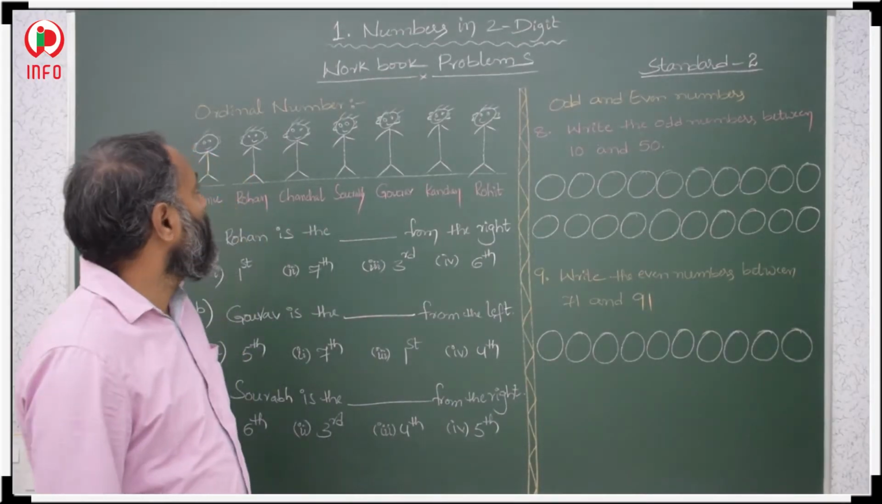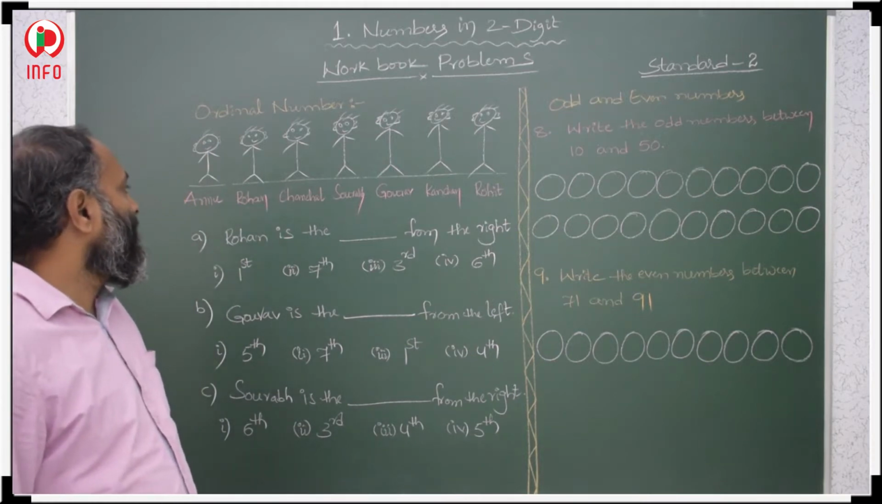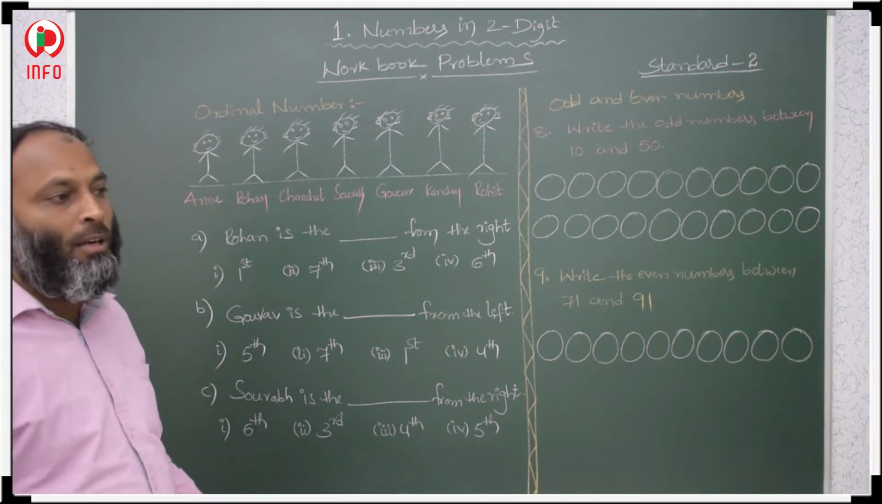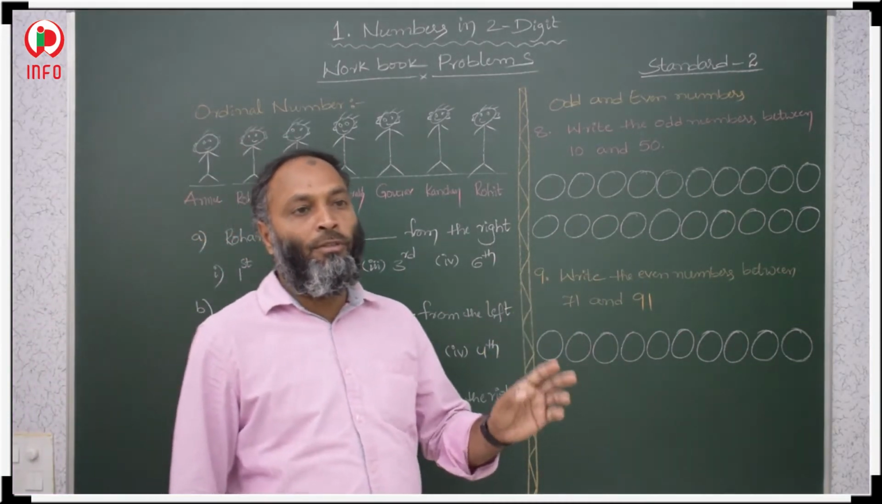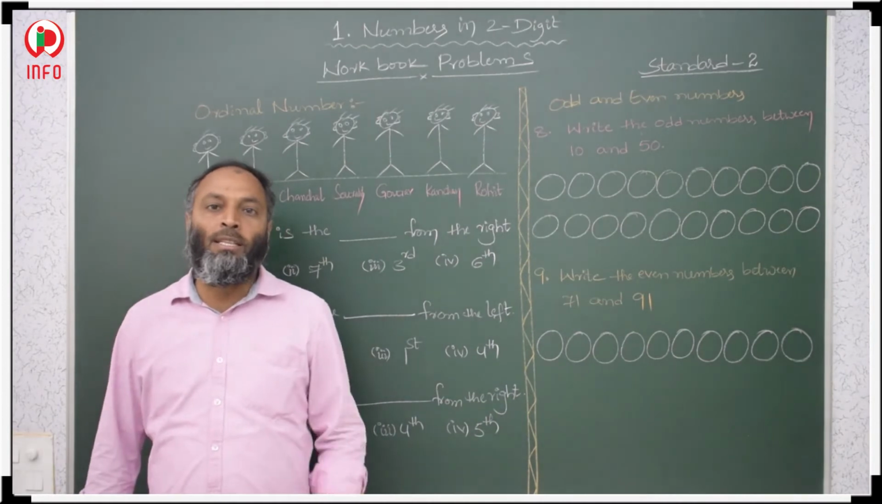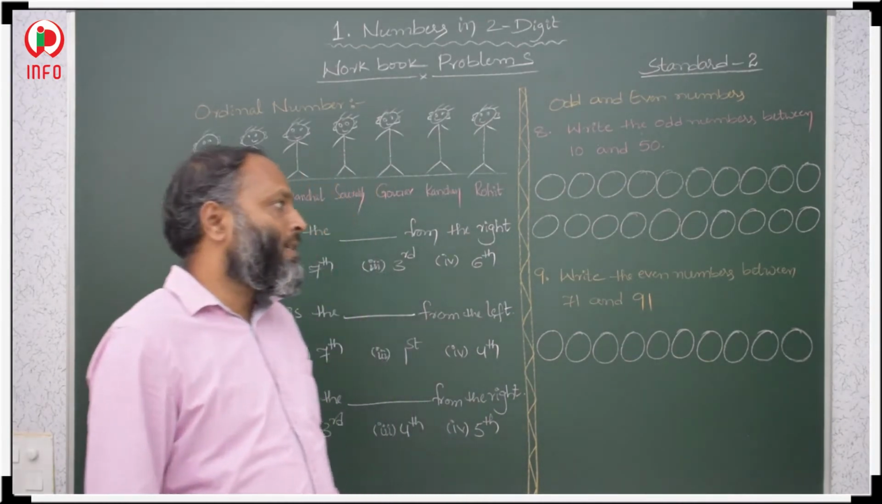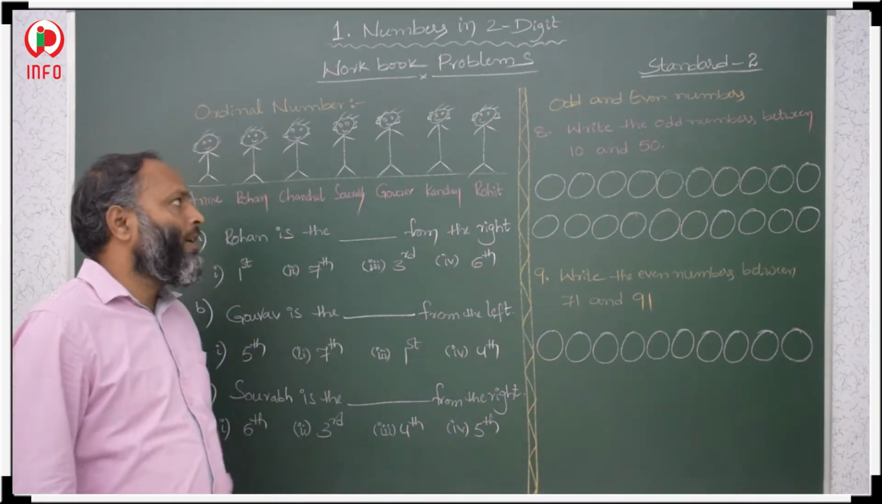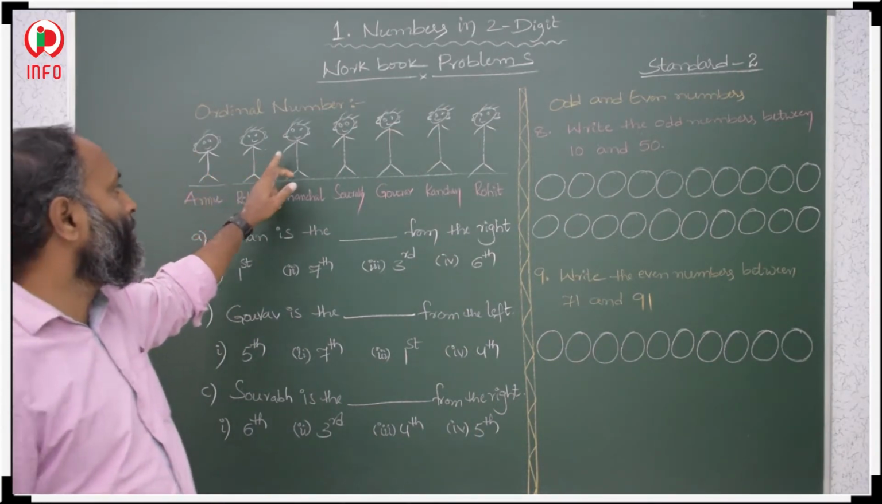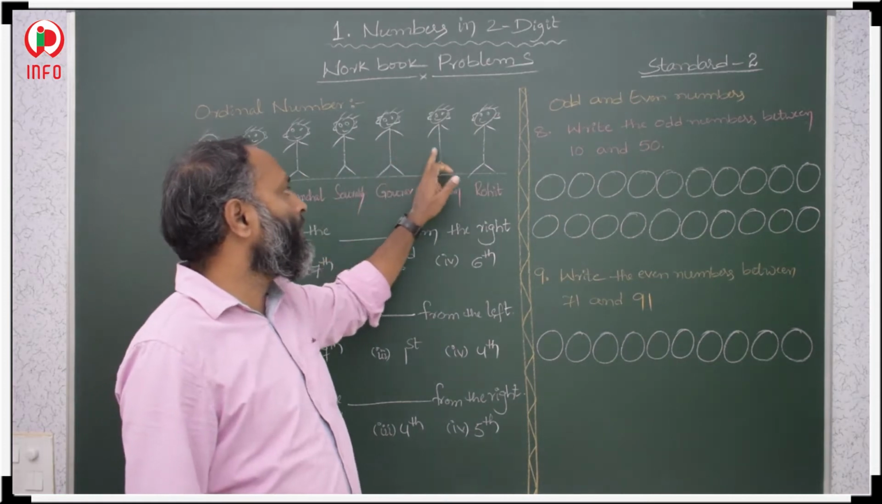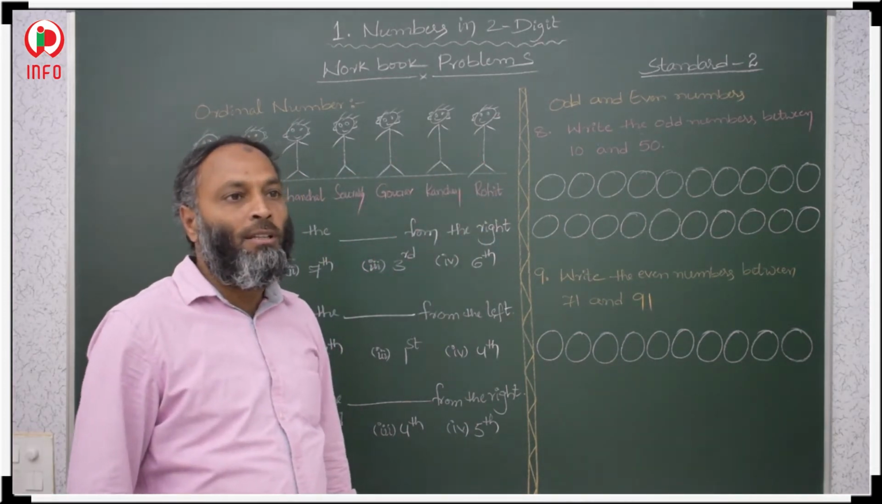Now students, here we see ordinal numbers, which show the order or position: first position, second position, third position, fifth, sixth, seventh, whatever position. This is an ordinal number, so these questions are based on ordinal numbers. Here, first, how many children were there? 1, 2, 3, 4, 5, 6, 7. Total 7 children were there.